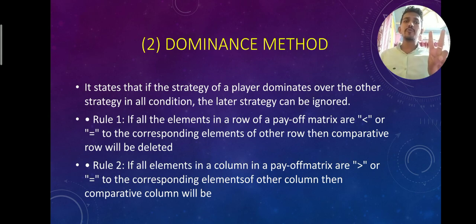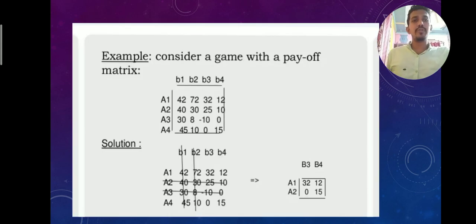Rule number 2: if all the elements in a column in the payoff matrix are greater than or equal to the corresponding elements of another column, then the dominating column will be deleted. So let's see the dominance method. Consider a game with a payoff matrix. This is a numerical solution.